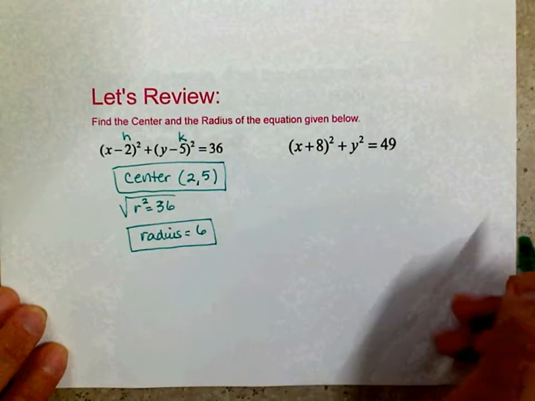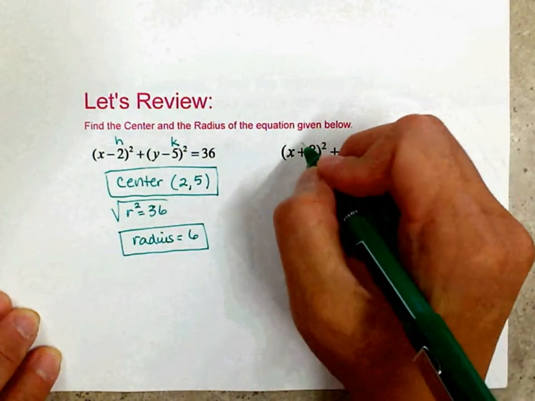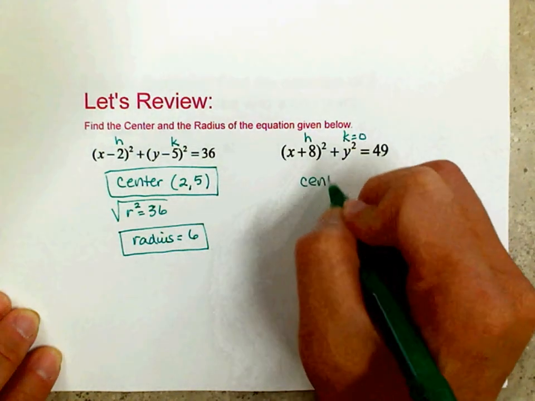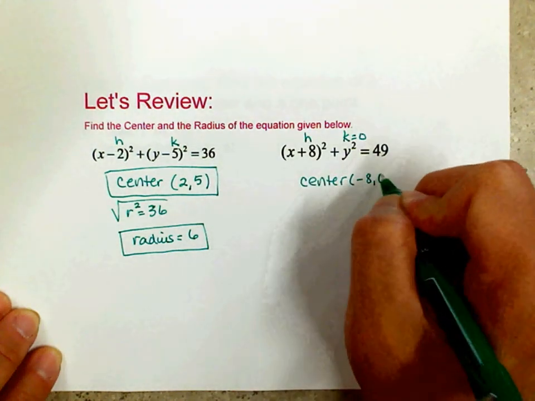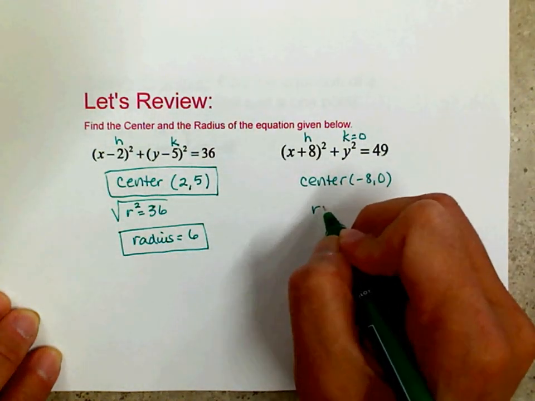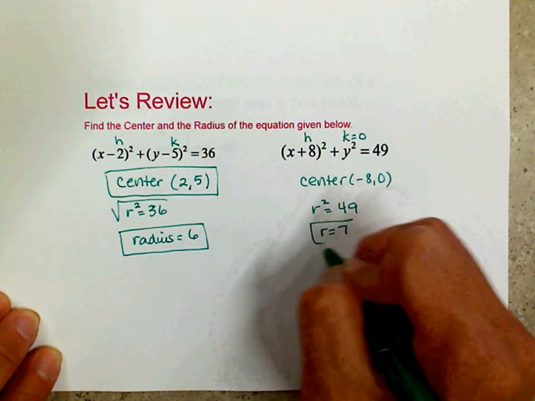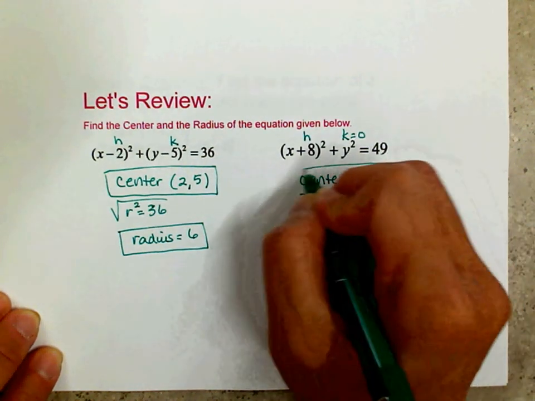Okay. Let's look at this one. Here's your h. You don't have a k, so k is 0. So your center is (-8, 0). And your radius, r squared is 49, so r is equal to 7. Take a square root. Okay.